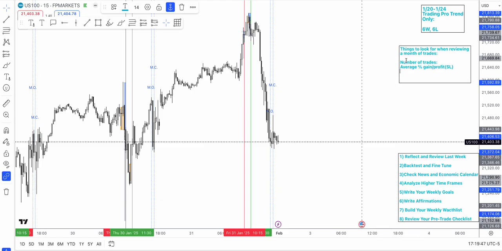So yeah, you're looking for things like number of trades. You want to look at things like average percent gain or profit and stop loss size. I'll put size right there too. Should I put slash there?